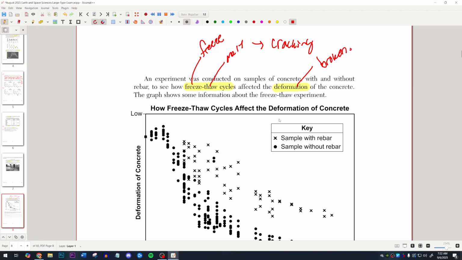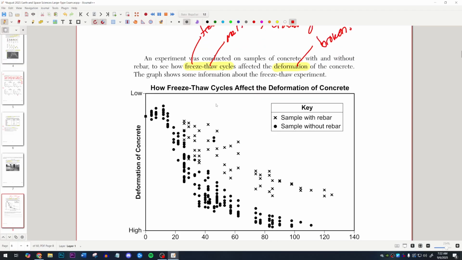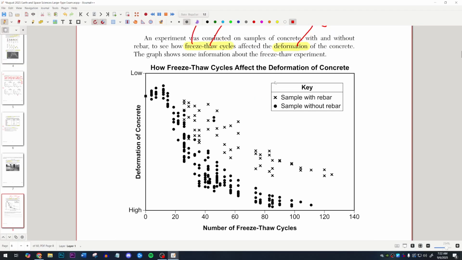So it would be tough if you didn't know what those words meant. So it says how freeze-thaw cycles affect deformation, number of freeze-thaw cycles, and then deformation of concrete is here. And look, of course, they got to put high at the bottom and low at the top. So you can see the more freeze-thaw cycles there are, the higher the deformation. I mean, that makes sense. If there's more freezing and thawing, it's going to destroy your concrete. So it's actually a direct relationship. So we could say more freeze-thaw equals more deformation.